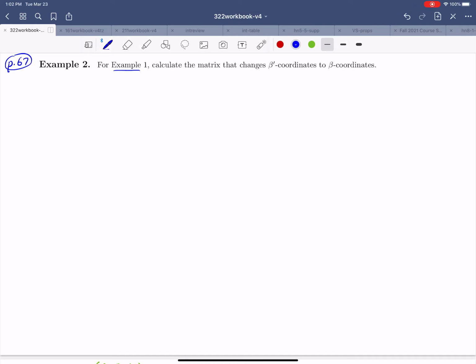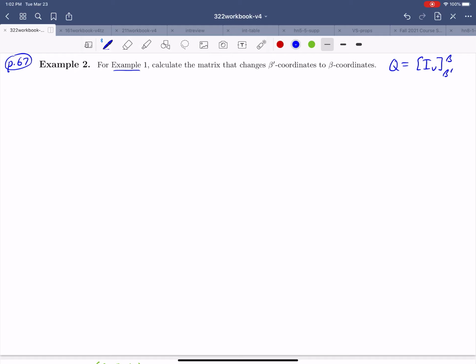So let's remind ourselves of how the change of coordinate matrix was defined. That was at the top of the page here. It looked like this. We called it Q, and we obtained it by taking the matrix of the identity transformation that takes us from beta prime coordinates to beta coordinates.